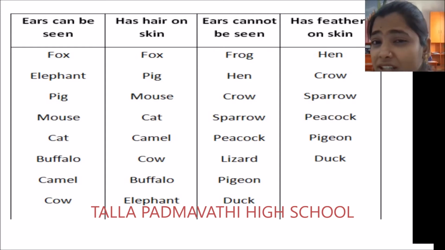Now ears cannot be seen. So frog, we can't see ears. Hen, crow, even sparrow, peacock, lizard, pigeon, duck. These animals' ears we cannot see. Has feathers on skin. So which animals are going to have feathers on skin? Hen, crow, sparrow, peacock, pigeon and duck. So these animals are going to have feathers on their skin.